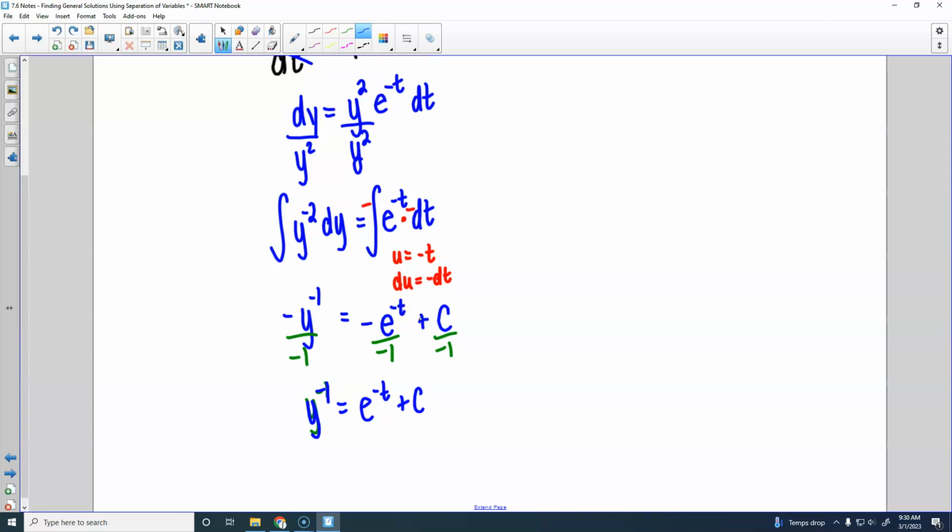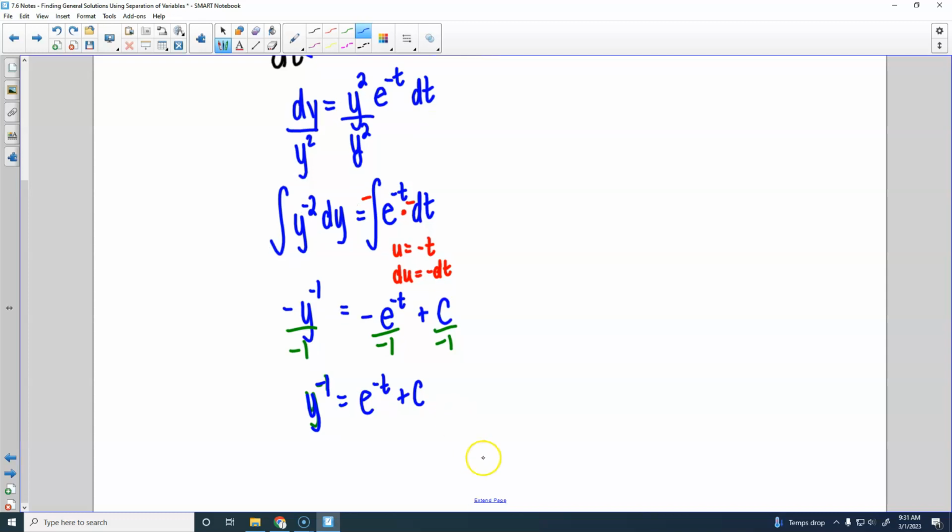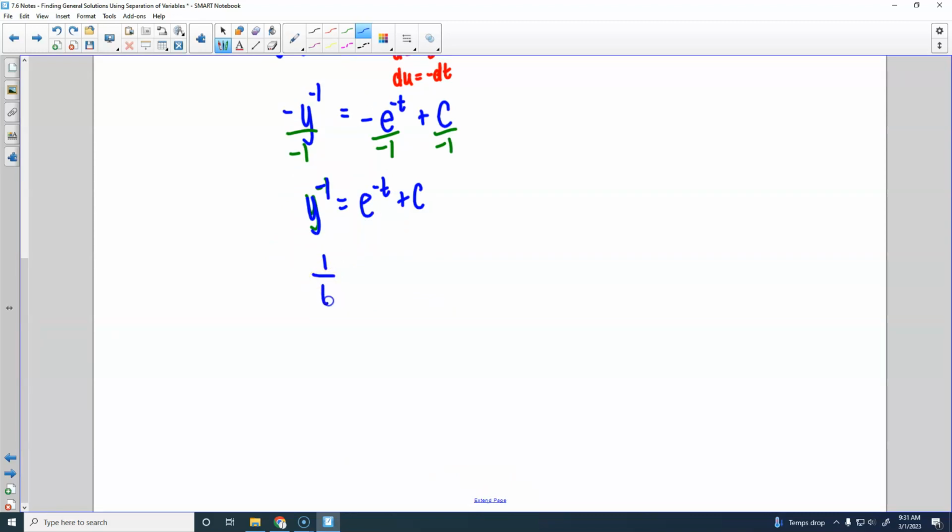It's an unknown constant, so it doesn't really matter whether it's positive or negative, because we could just make the c positive or negative to compensate, right? So when you do things to the c, you don't really have to do things to the c. So this is 1 over y equals e to the -t plus c.